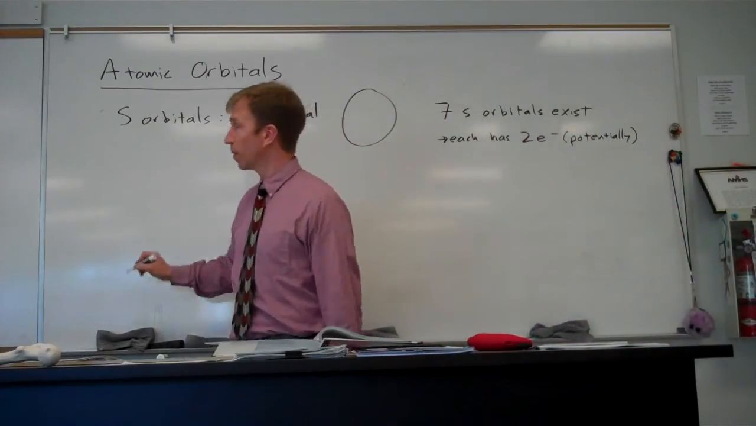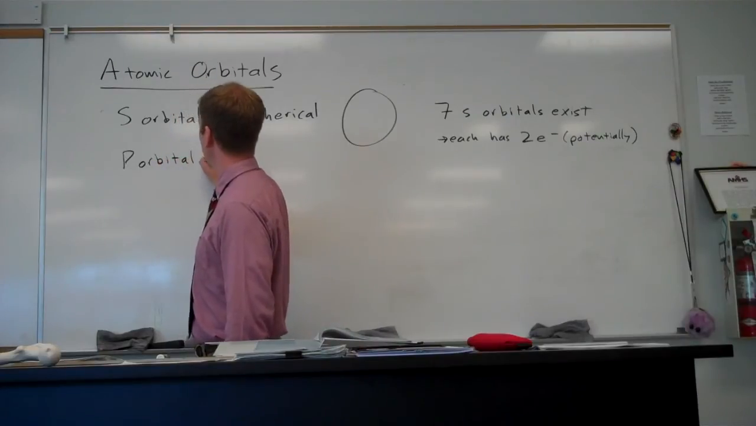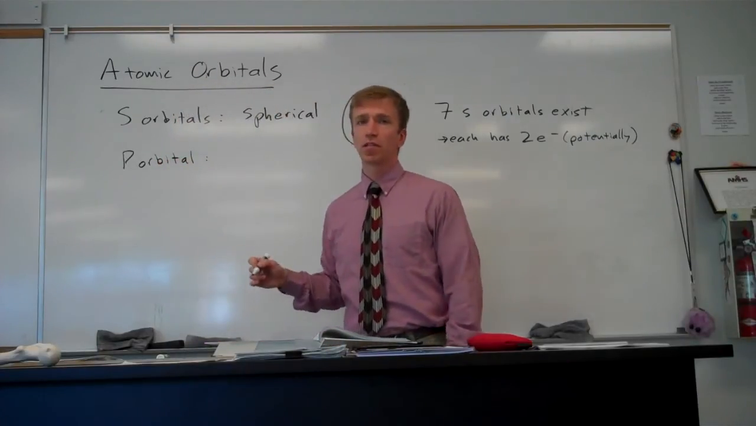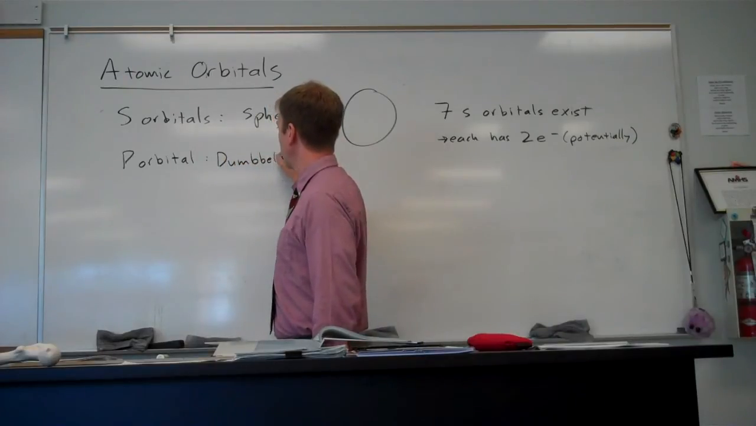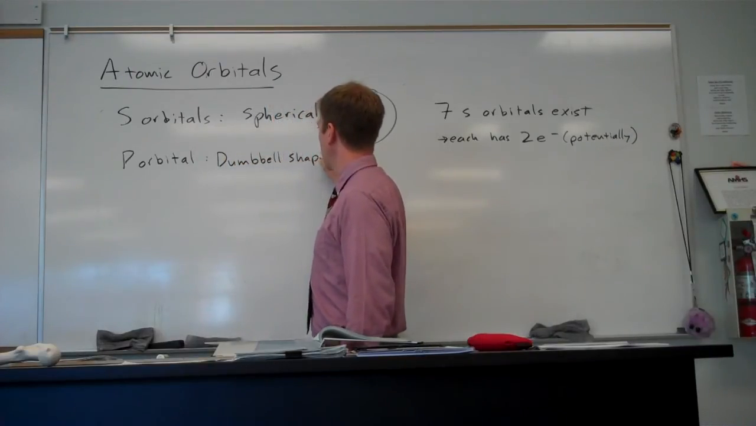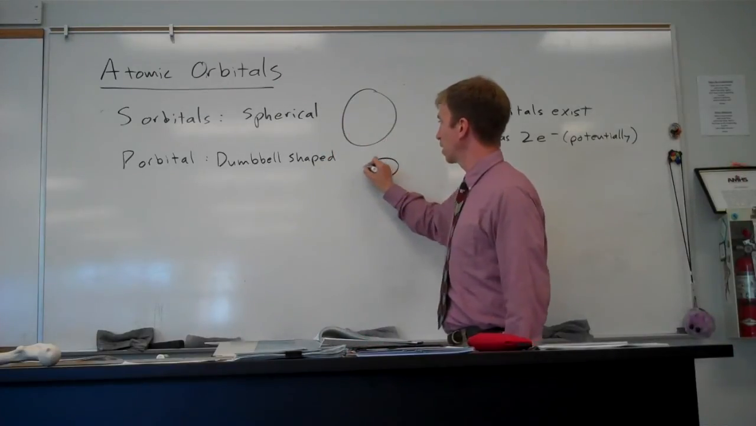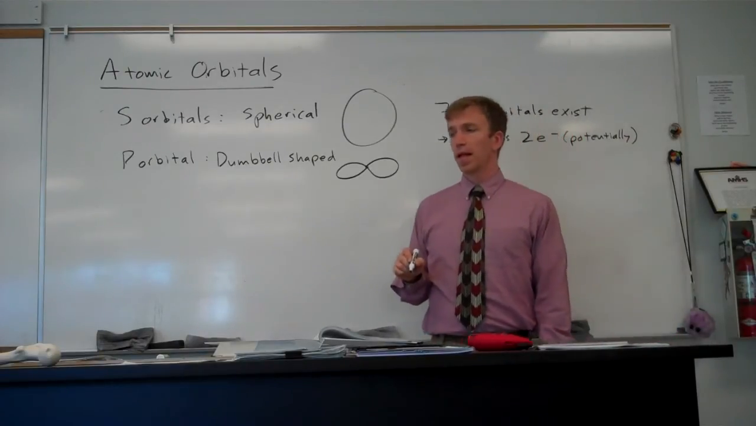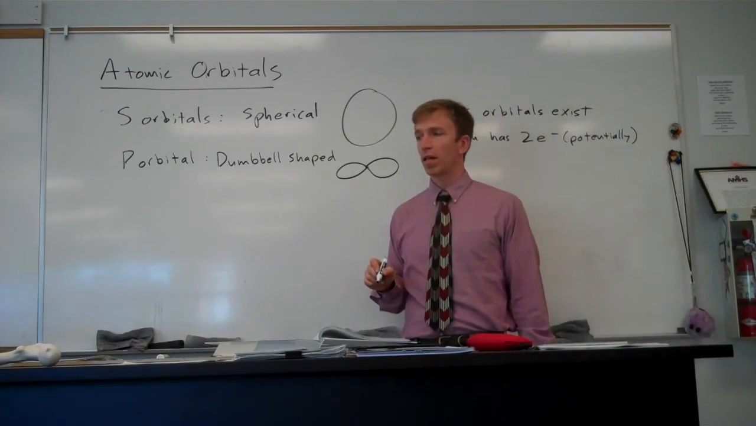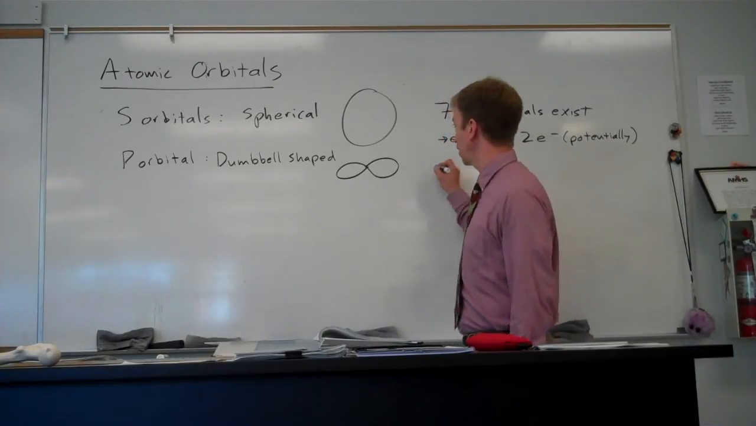The second kind of orbital is called a p orbital. These are often described as being dumbbell-shaped. But the shape is actually more like that. And there are 3 p orbitals for each energy level.